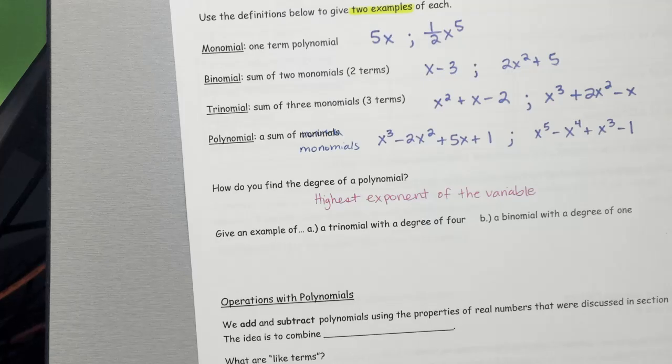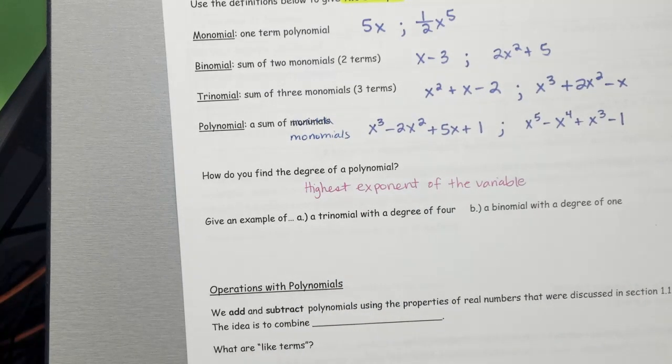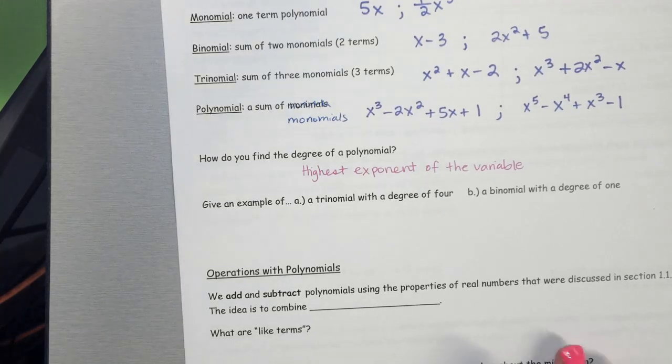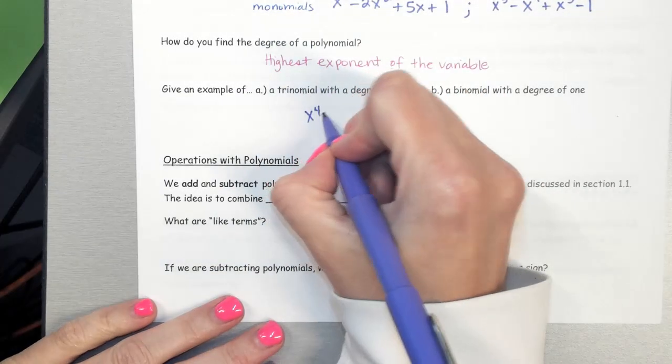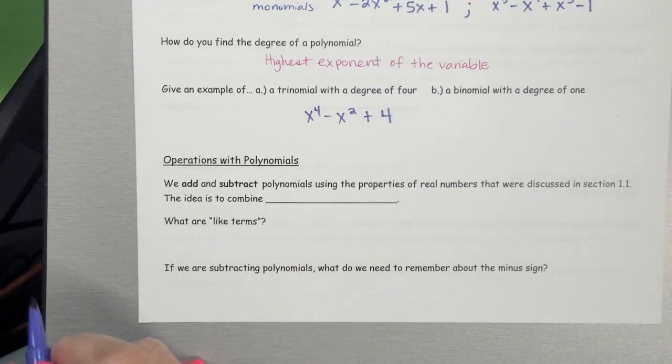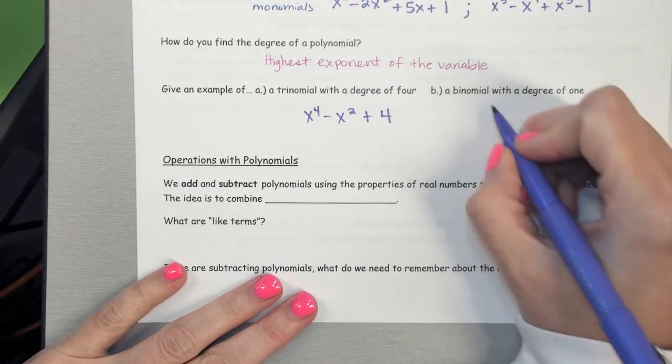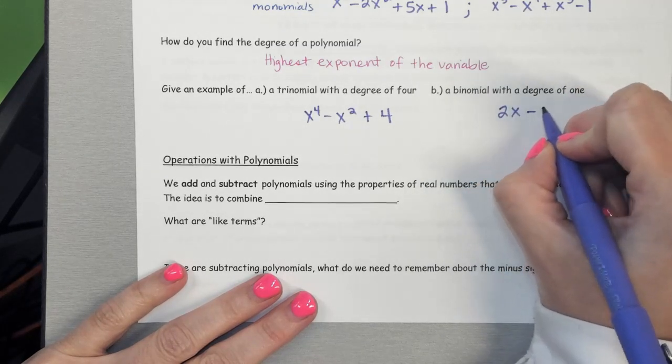Okay, so we're going to do a trinomial with a degree of 4, a binomial with a degree of 1. Will you write down an example of each of those for me? A trinomial with a degree of 4, a binomial with a degree of 1. All right, Kate, will you tell me your trinomial with degree 4? Great. And then Leo, what'd you get for a binomial with a degree of 1? 2x and then, great.